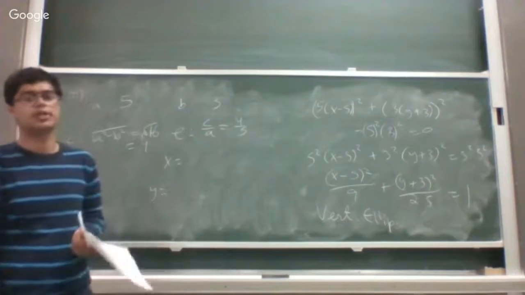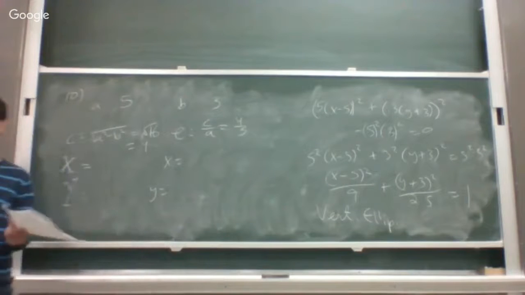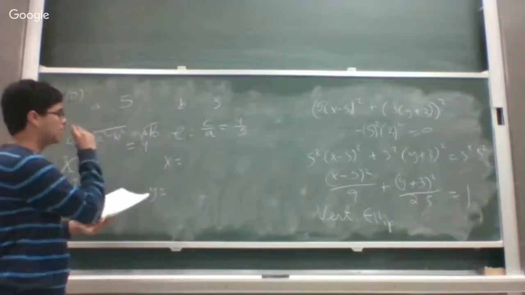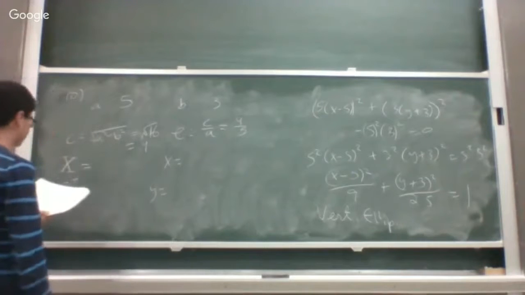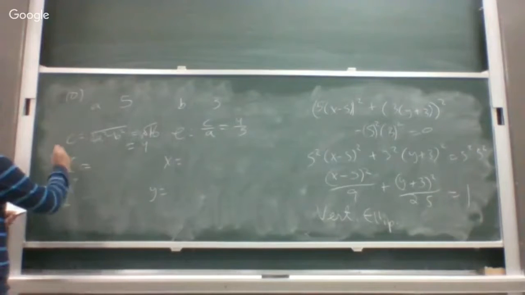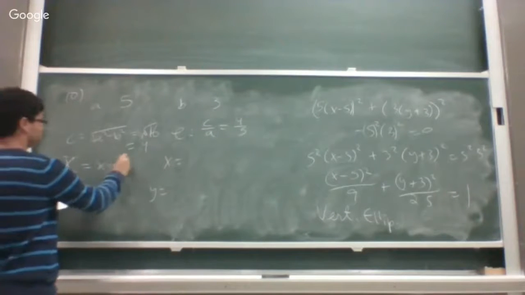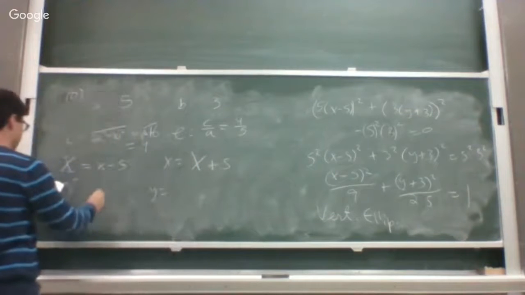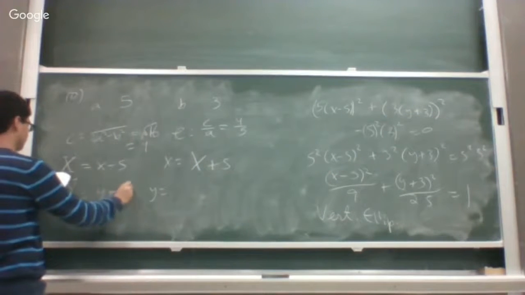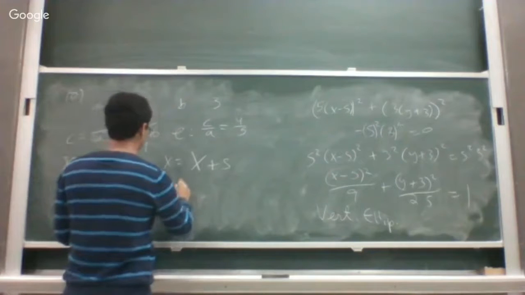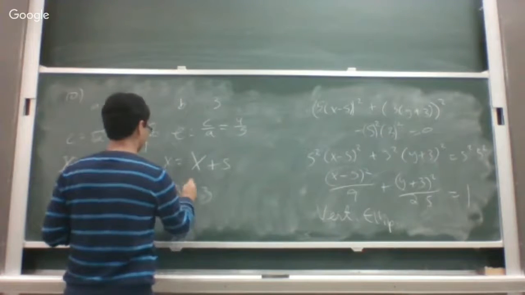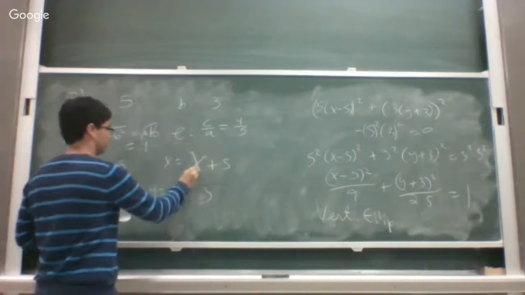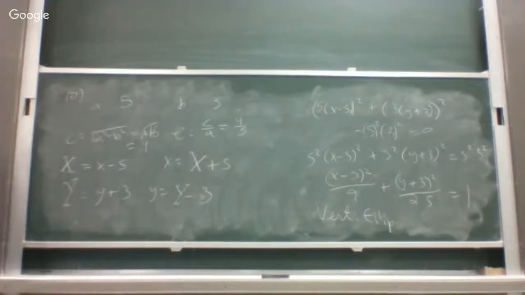E, you should know what E is. I'm not sure if you're given it. In general, you should know what E is. Your capital X is x minus 5. So your little x is big X plus 5. So capital Y is y plus 3. Your small y is capital Y minus 3. Make sure you label your capital ones first. Make sure it's obvious which is which.